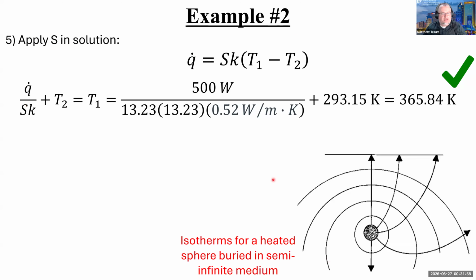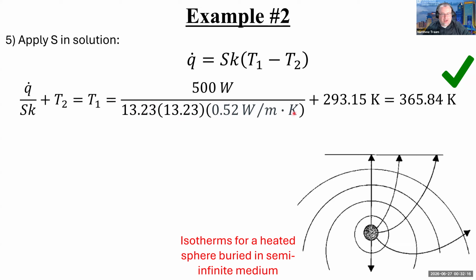Oh, I wrote my shape factor twice. Okay, it's dissipating 500 watts. This is the shape factor. I've put it in there two times because I copy pasted too many times. So when you see the final version of the slides, there'll just be one of these there, 13.23.